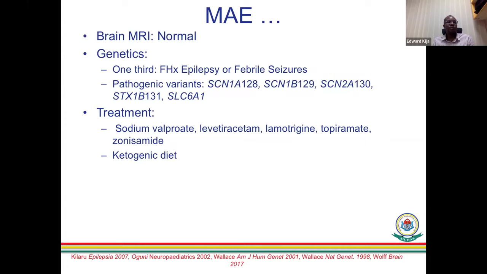Treatment is usually with anti-seizure medications, including a combination of valproic acid, levetiracetam, lamotrigine, and topiramate, as well as zonisamide. In some patients who are drug resistant, the ketogenic diet is also an option for the control of the seizures.